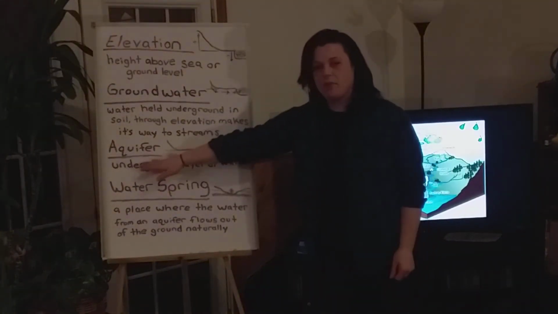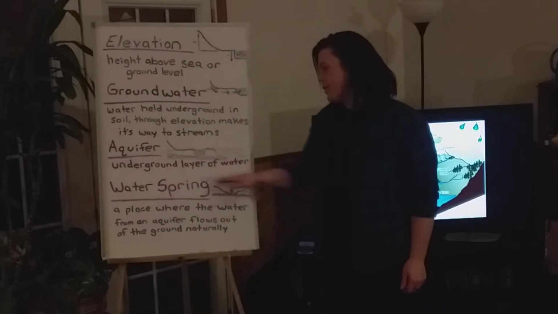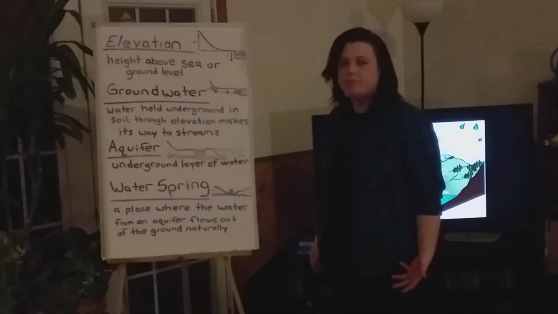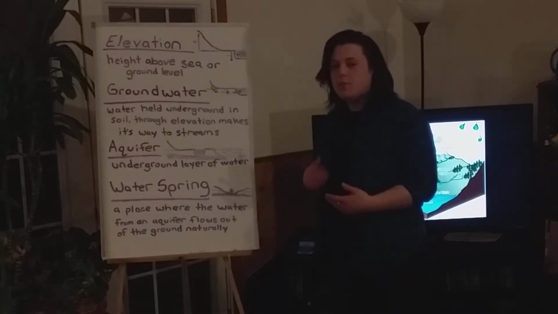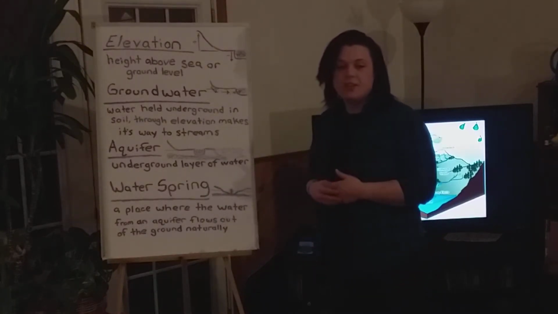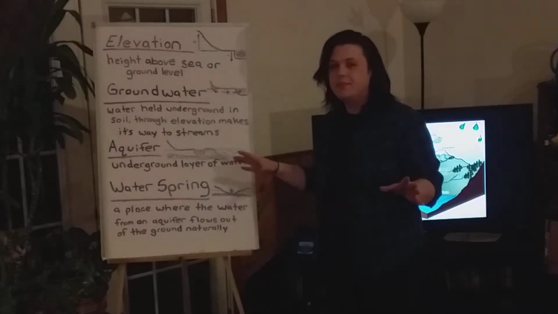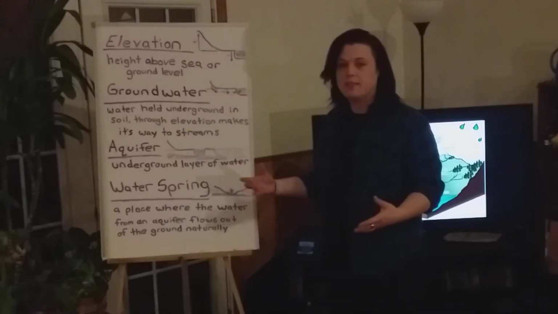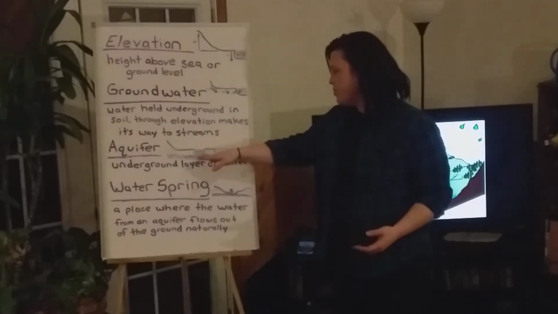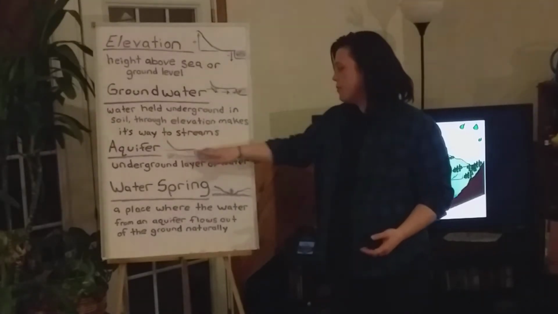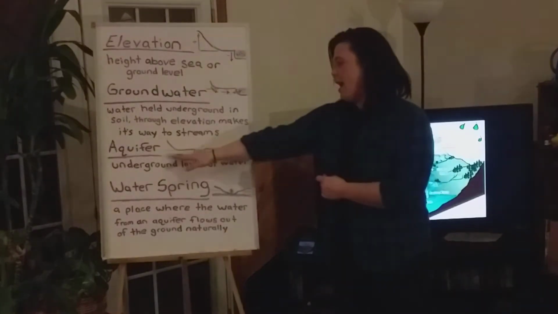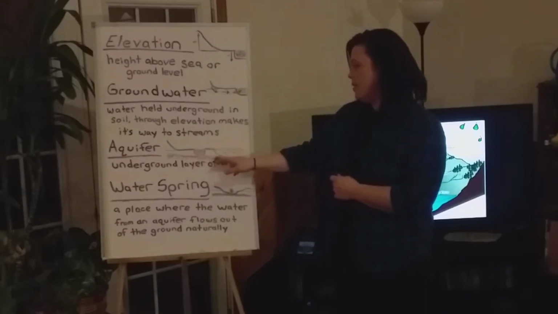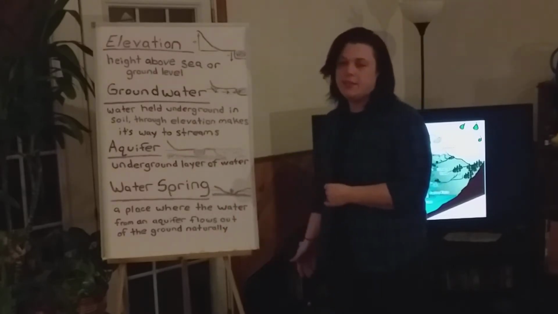Next, we have aquifers. Aquifers are just underground layers of water. It's a body of water underground like a lake. So in Indiana and all over the country, we have massive underground lakes called aquifers. And here's the picture of our ground level, sea level. We have a lake, and that aquifer down here you see is even lower in elevation than what most lakes are.